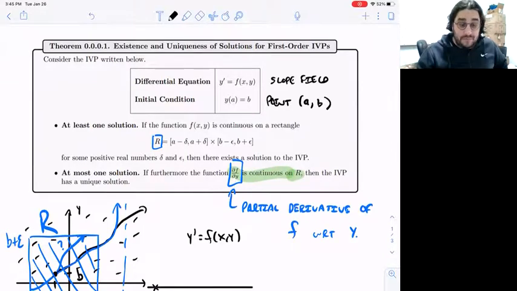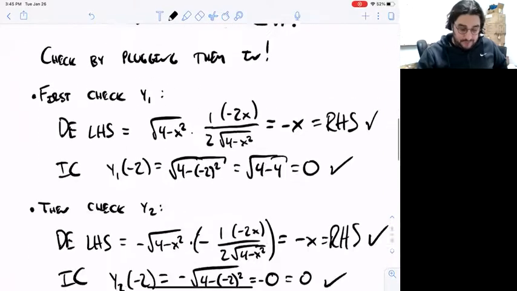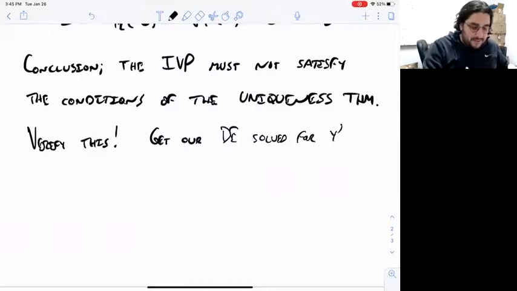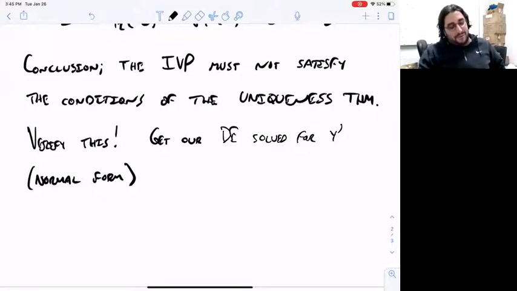So I have to solve it for y prime. So here, the way I wrote the differential equation, it's not solved for y prime, right? It's y times dy/dx. So I have to divide both sides by y. So let's get our DE solved for y prime. And sometimes this is called normal form. Actually, I don't use that terminology a lot because the poor word normal is overloaded with so many meanings. But regardless, this is how we have to write our differential equation.